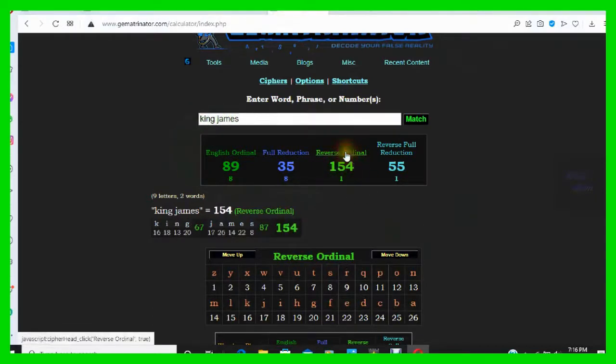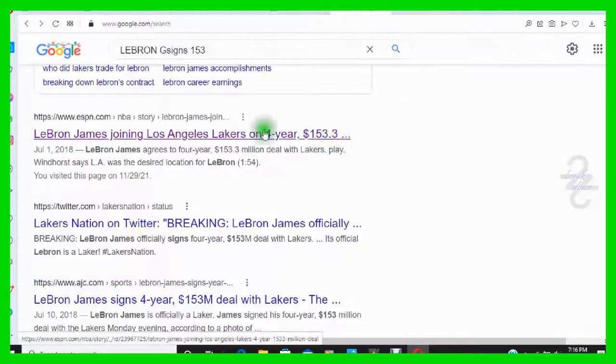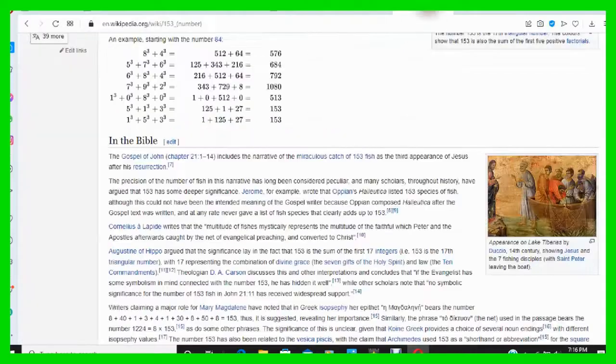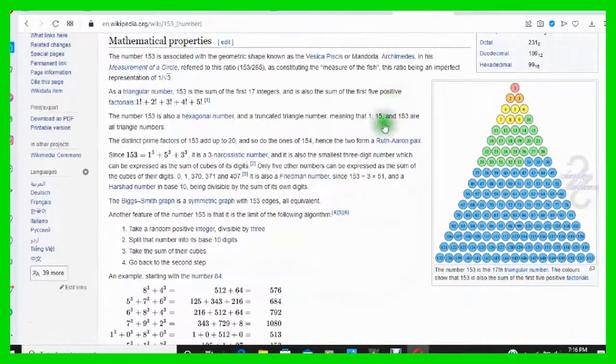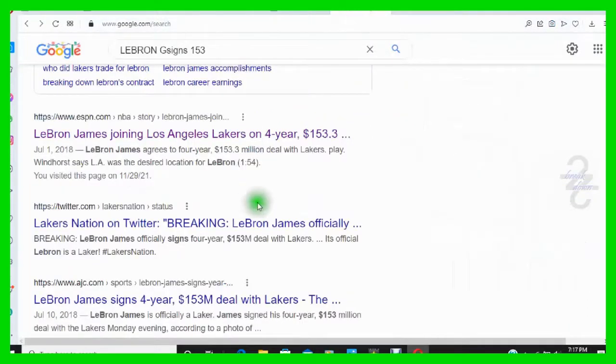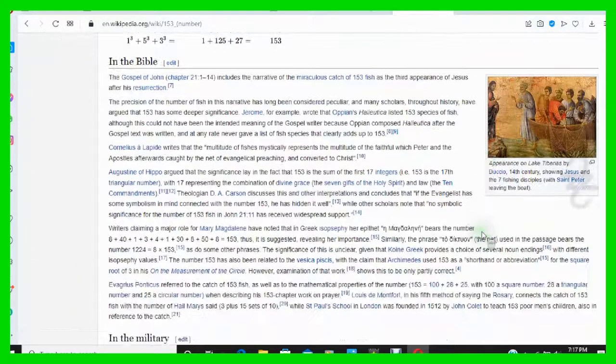For one, 154, King James has a value of 154, as you can see. But LeBron did not get 154, he got 153. And the reason why he got 153 is because 153 is a very sacred number in the Bible. Not only is it the 17th triangular number, and why do I emphasize the 17th triangular number? Well, you gotta understand this. LeBron was in his 16th year, going into his 17th year, looking to give the Lakers their 17th victory, which he did. He signed on July 1st, which can be written as 1-7. It also can be written as 7-1, which the Lakers was in their 71st season.